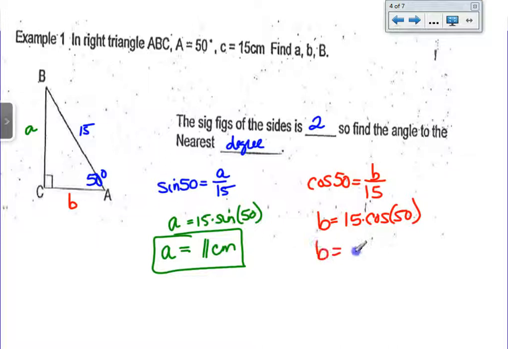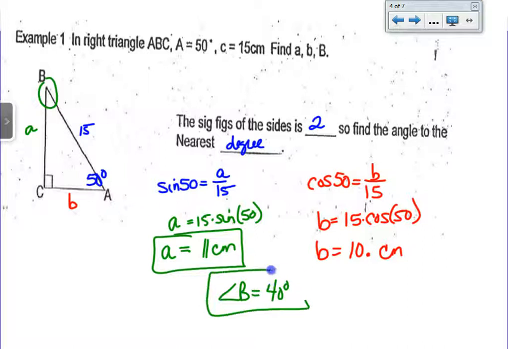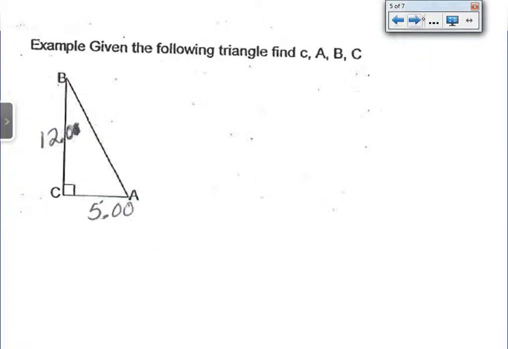And I think that comes out to 10. Now, because it's 2 sig figs, you should technically put a decimal point after it. But again, I'm not going to be super picky about this. Now, the last thing you're going to need to find is how big that angle is. Well, the angles of a triangle have to add up to 180. So angle B, 180 minus 90 minus 50, is 40 degrees. Those were not the only ways to solve for little a and little b, but that's probably the way most of you would have assumed.